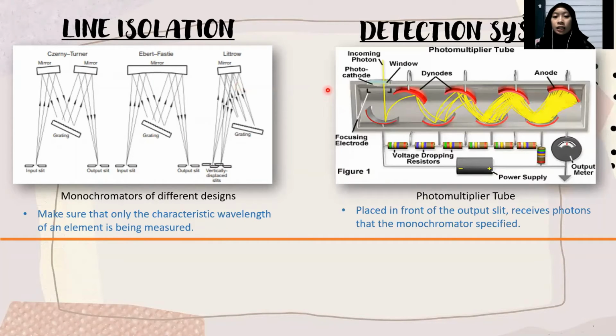Next is the detection system. A detector is placed in front of the output slit, wherein it receives photons specified by the monochromators. Older equipment uses photomultiplier tubes, PMT, as can be seen over here, and modern equipment uses a solid-state detector type, CCD, charge-coupled device. In general, the detector works similarly despite its configuration.